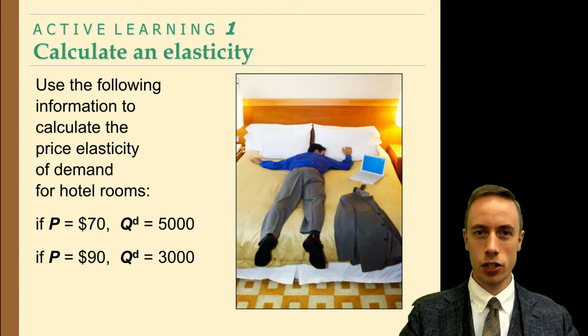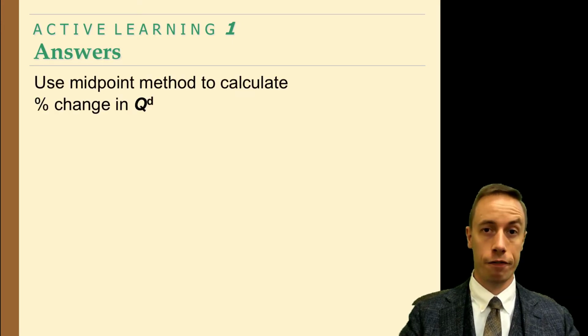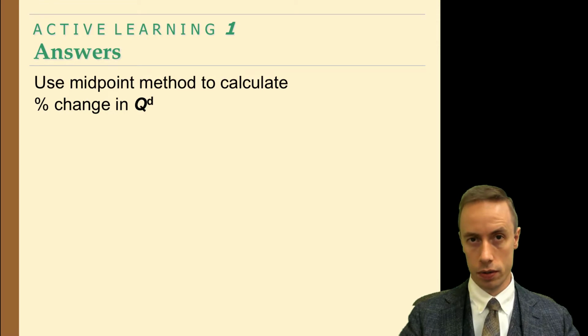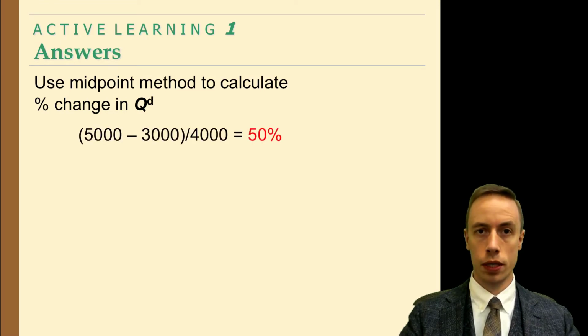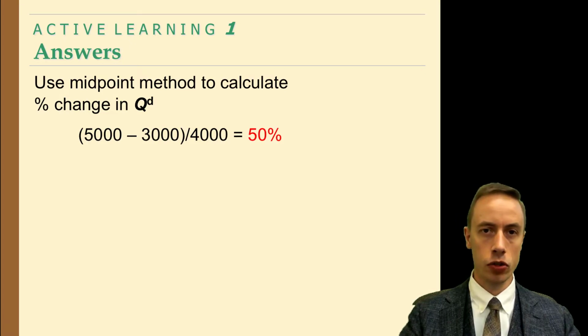All right, so let's go ahead and see how we can solve this correctly. First, let's focus on the percentage change in quantity. The numbers we're looking at are 5,000 and 3,000. The difference between them is 2,000. The middle is 4,000. 2,000 divided by 4,000, that's a 50% change.